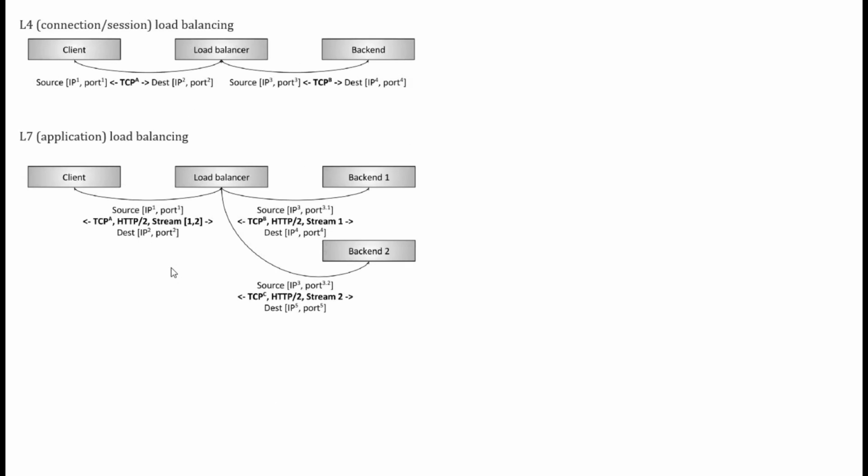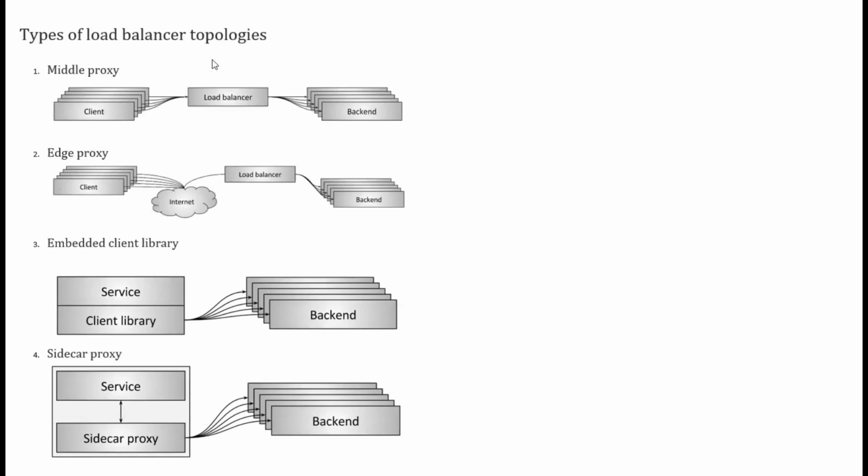As of now, you have seen that we are putting our load balancer between client and server, and all the requests and responses go through the load balancer. So there are different kinds of topology which we use for load balancing, which I am mentioning below. There are mainly four types of load balancing topology. One is a middle proxy. In middle proxy, which we have seen earlier, between client and backend we are putting our load balancer. All our requests and responses go through the load balancer.